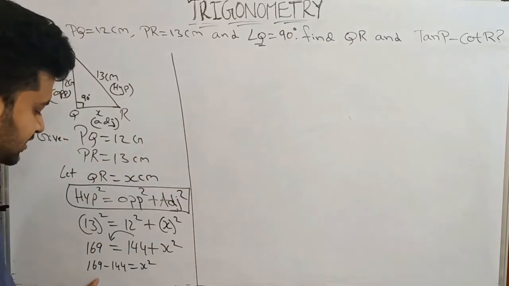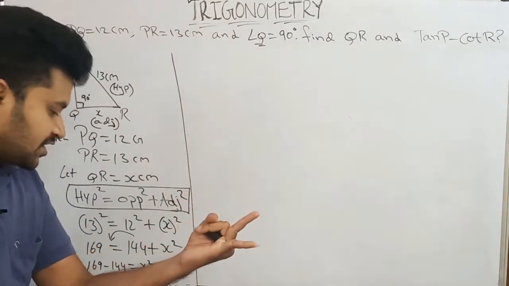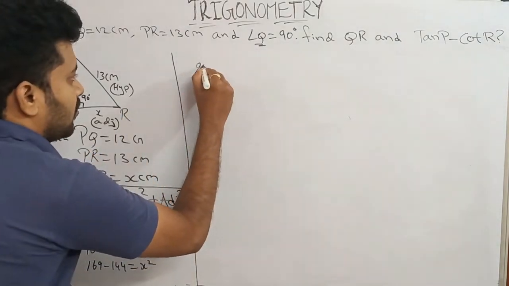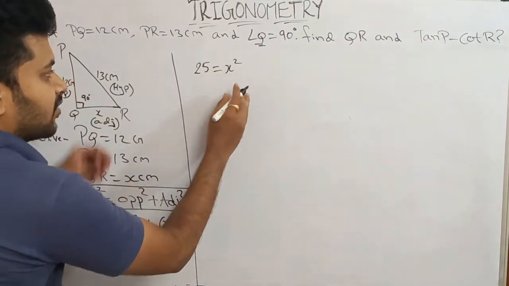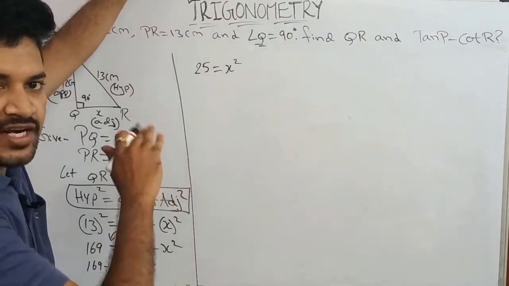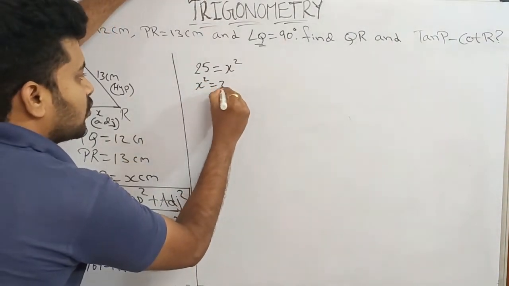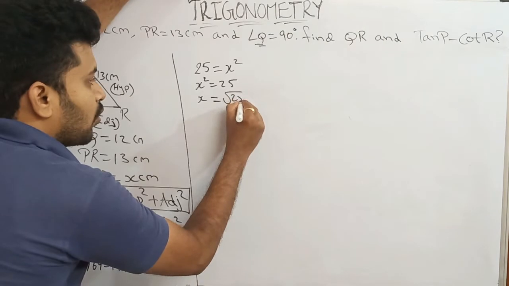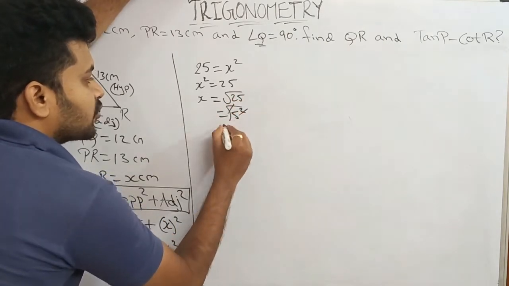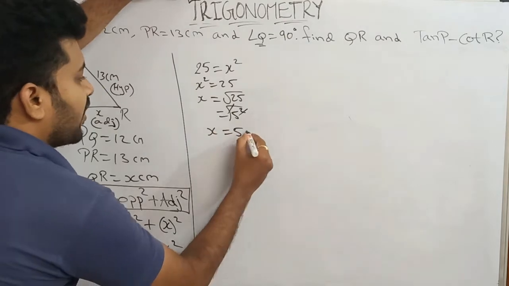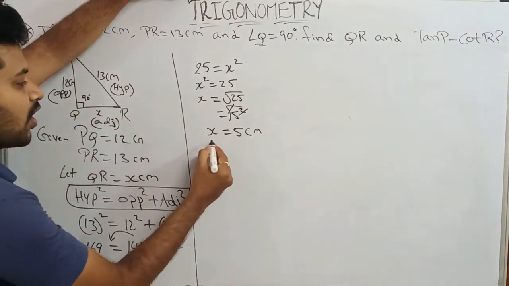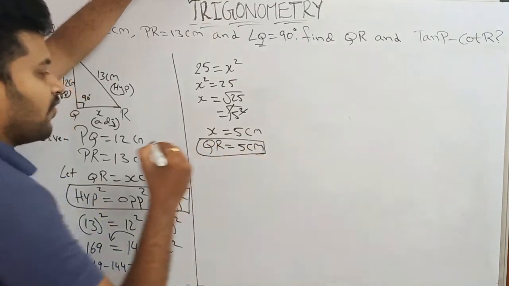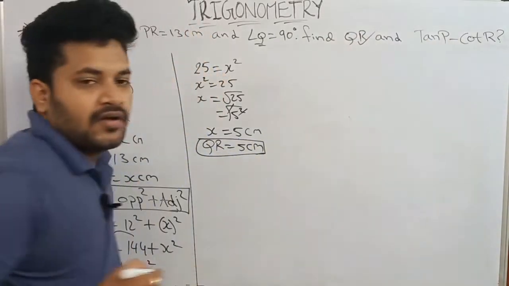So 169 minus 144: 154, 164 and the remaining balance is 5, so 25. 25 is equal to X square. So for your convenience I am writing X square on the left side and 25 on the right side. X square is equal to 25. X is equal to, the square will be shifted to the right side, then it will become root 25. So the square root cancels, 5. X is equal to 5 centimeters. What is X? QR. So QR is equal to 5 centimeters. So we are done with the first sum.